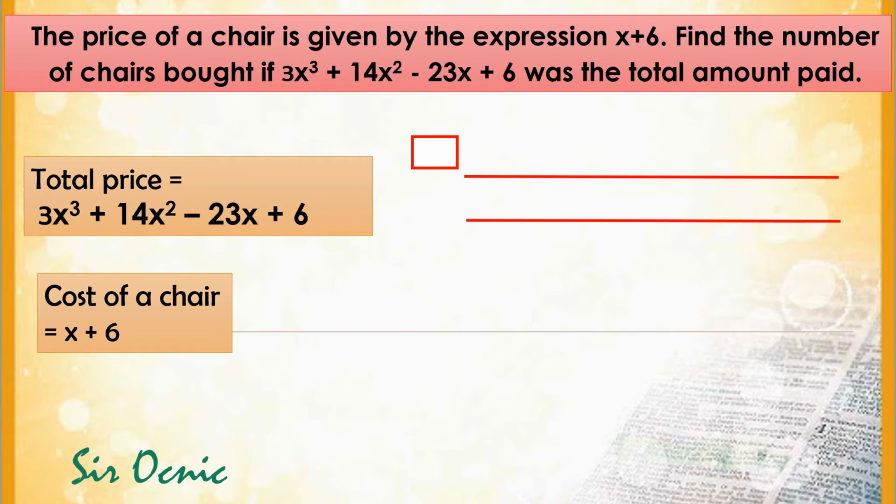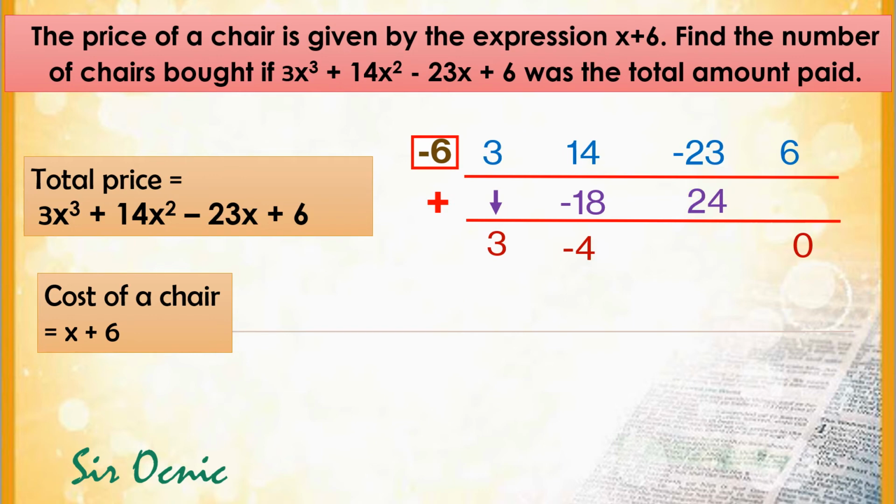Using synthetic division, the numerical coefficients of our dividend will be 3, 14, negative 23, and positive 6. Since x plus 6 is the cost of the share, that means that x will now be equal to negative 6. Bring down 3, times negative 6 is negative 18, plus 14 is equal to negative 4, times negative 6 is 24, plus negative 23 is equal to 1, times negative 6 is negative 6, plus 6 equals 0.